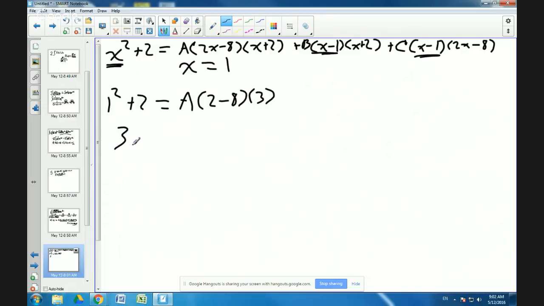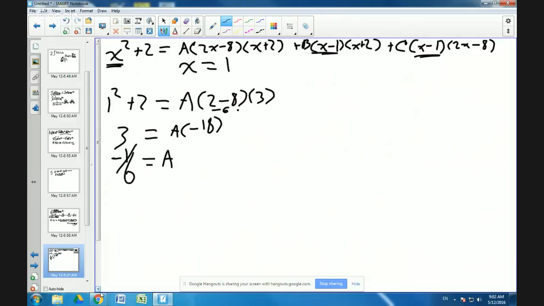So what this works out to is 3 equals a by negative 18. Now, if you're confused on how I got that, 2 minus 8 gives us the negative 6 times 3 gives us the negative 18. And now we divide the negative 18 over, and we end up with negative 1/6 equals a.